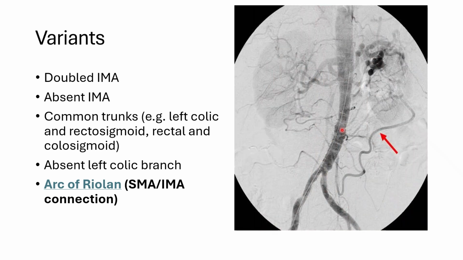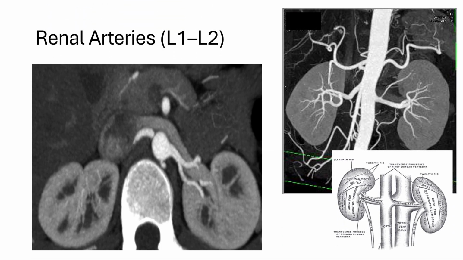We can see in this image, this is the arc of Riolan denoted by this red arrow. Now the renal arteries. These are the paired arteries supplying the kidneys. The right renal artery is longer than the left renal artery, and it passes posterior to the IVC. Here we can see the right renal artery and this is the IVC. The right renal artery passes posterior to the IVC, whereas this is the left renal artery supplying the left kidney.